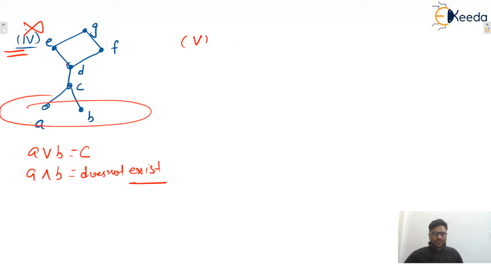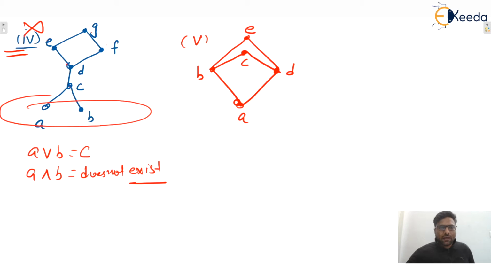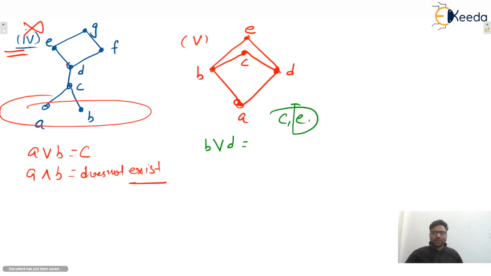Fifth one, you can take the next example. Let's say this is given to you. Let's say that is A, then B, then C, then D, then E, isn't it? Okay, that is the given Hasse diagram. Now you only tell me. Let us consider B comma D. What will be the B or D least upper bound? B or D means least upper bound. So the upper bounds of B and D will be C comma E. And among C and E, which one is smaller?